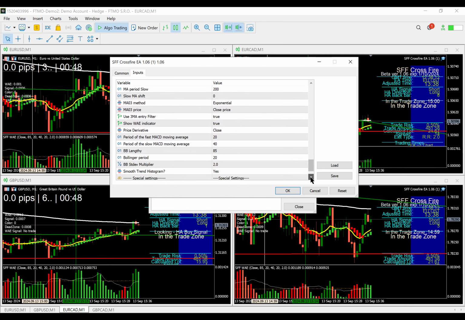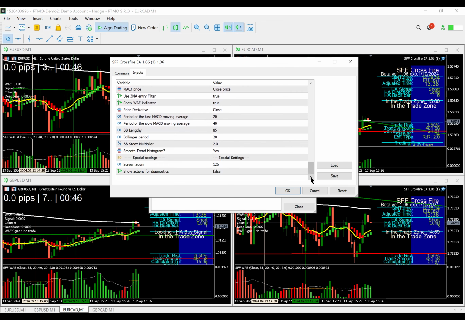Then the WAE indicator, I haven't changed any of those values. Those are the same values that we had on the WAE when we were trading manually. Those are all exactly the same settings.